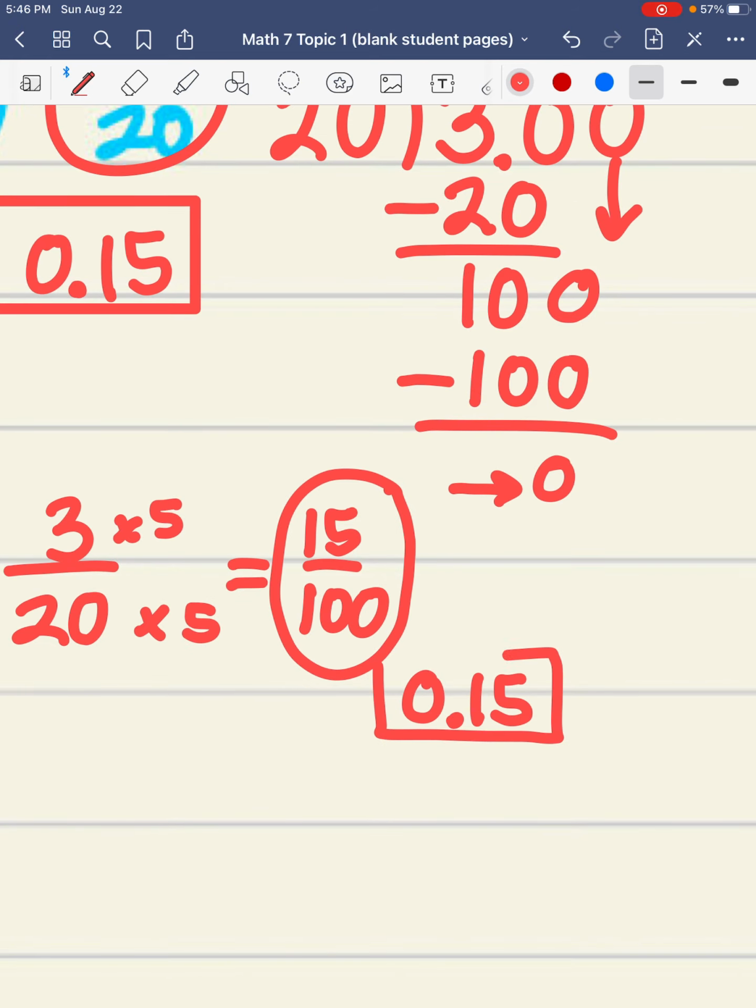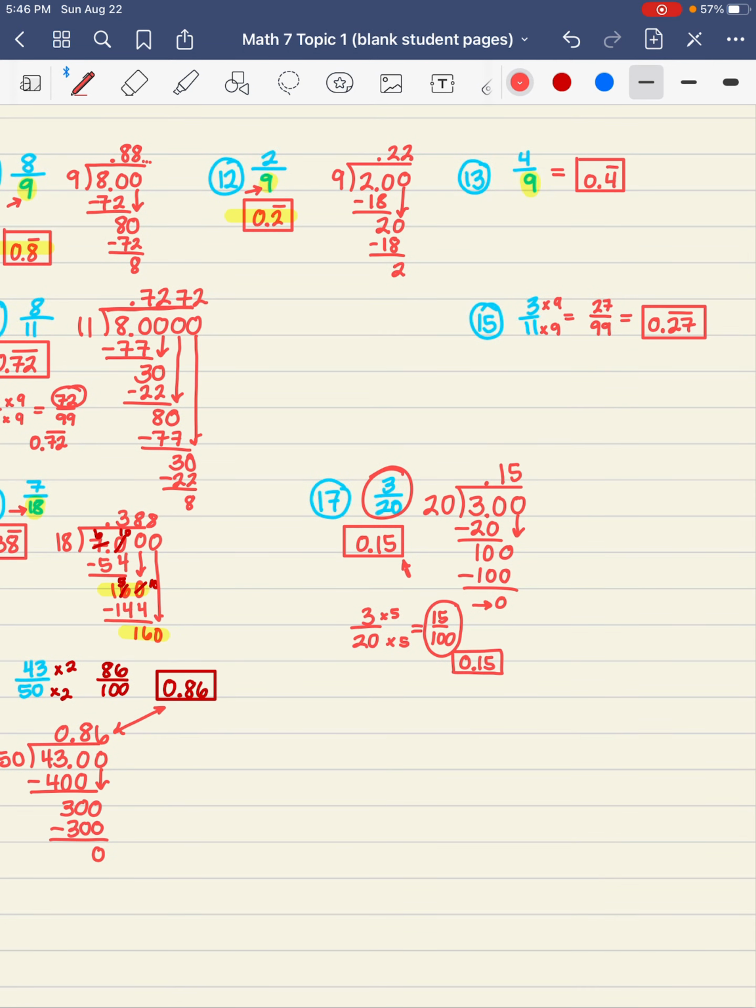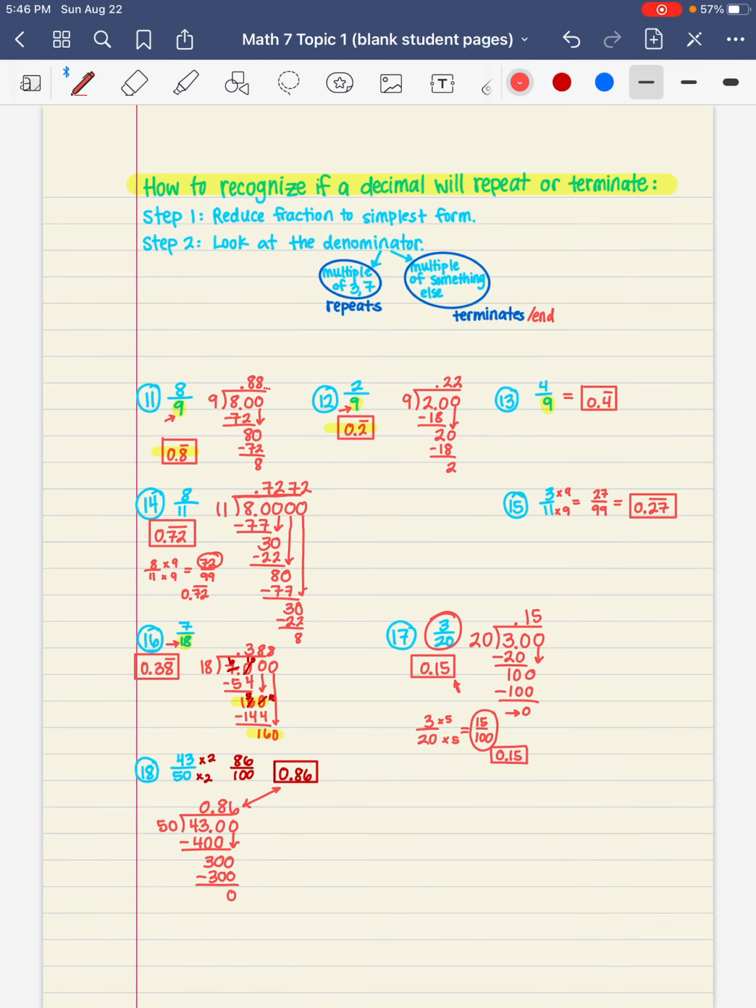Now, is that the same thing that we got up here? It sure is. So that trick would work there too. So if you have a denominator that you can make 100, you can easily write your fraction.